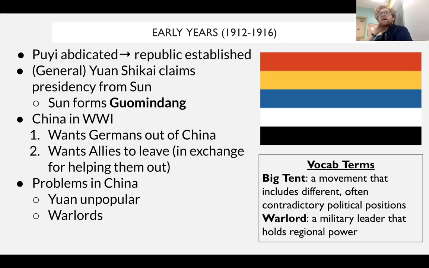Sun is going to form an opposition party to the dictatorship of Yuan, and this party is going to be the Guomindang. The Guomindang is a Chinese nationalist party, but very much like Sun, it is a mixture of different political ideologies. It is what we would call a big tent party. It includes a left wing.